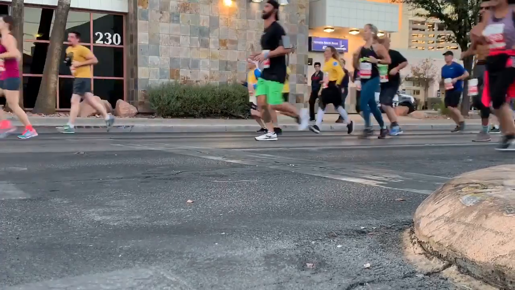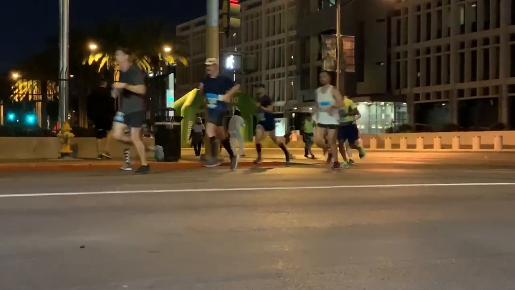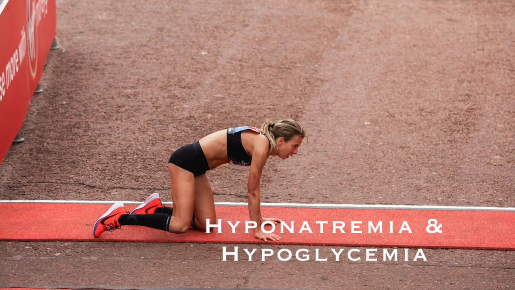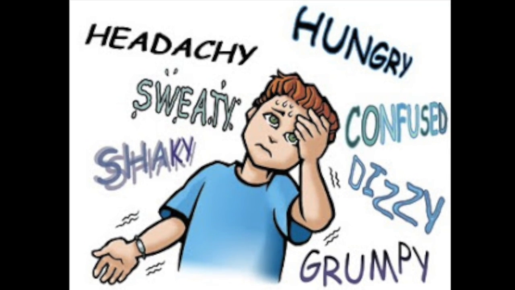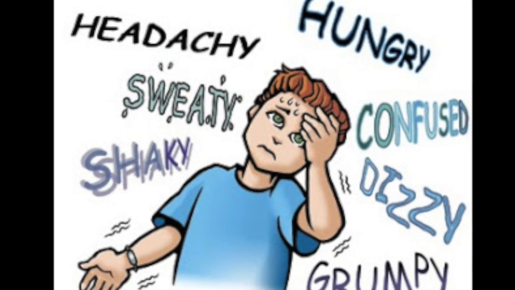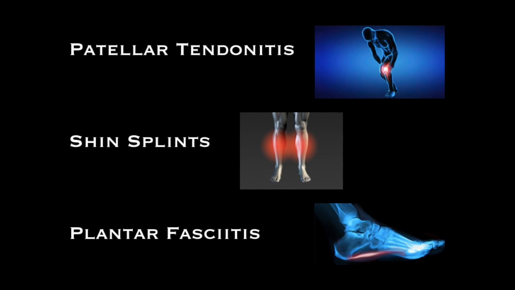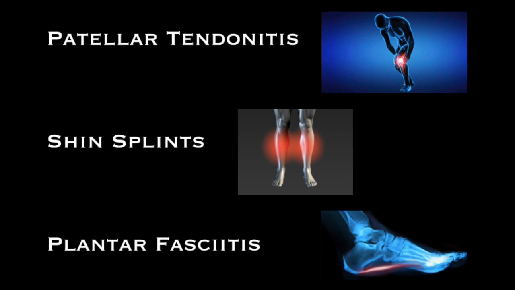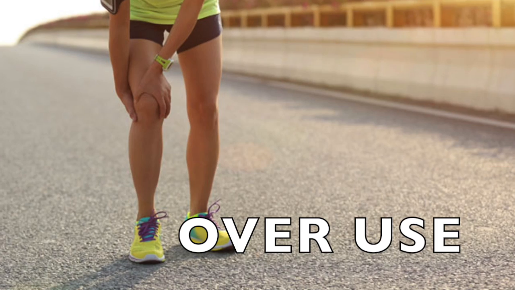When runners overtrain, it can lead to muscle weakness and fatigue. Overtraining and overuse can also lead to hyponatremia and hypoglycemia, which are two conditions that can lead to increased risk of physical injury while running and can affect an endurance runner's overall health. We saw that when putting the body under large amounts of stress, it can lead to shin splints, patellar tendonitis, and plantar fasciitis. The best way to describe what physiologically can lead to these injuries and many others not talked about in this video is with overuse.